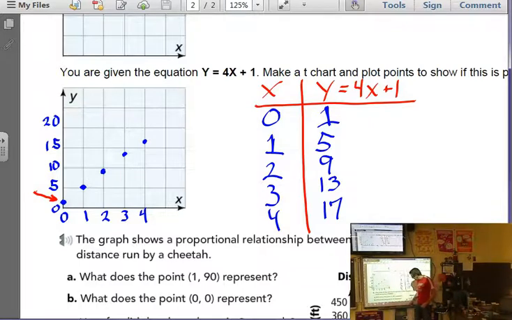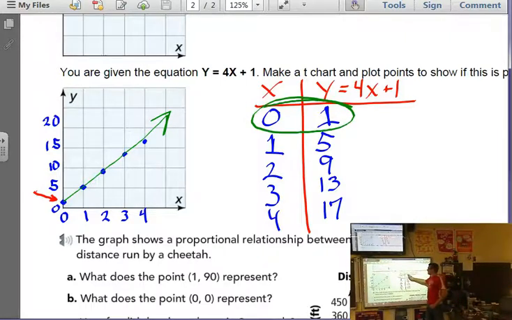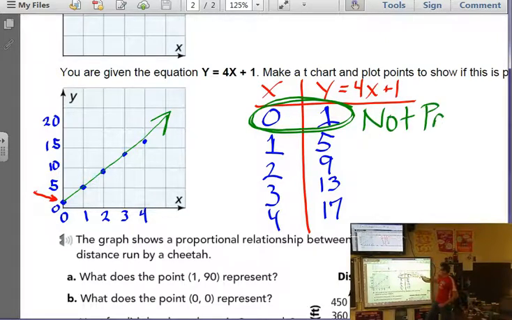So when I connect these all together, do I get a straight line? Yes. Do I go through the origin? No. So I would circle this point right here in your t-chart and write not proportional. It has to have the 0, 0 point.